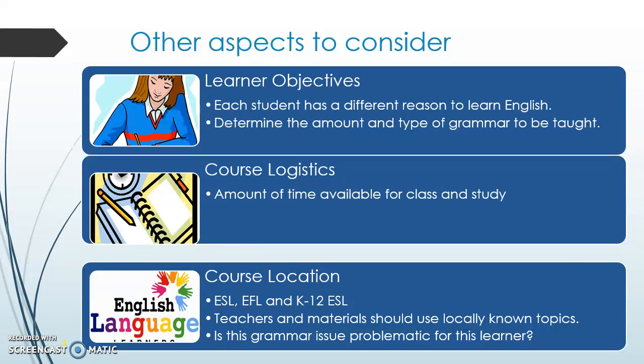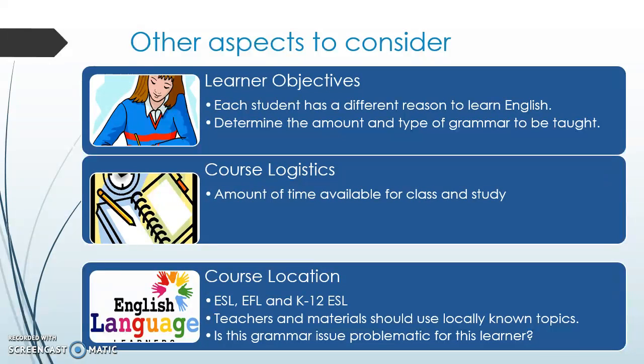Besides the approach used to teach grammar, we also have other aspects to consider. First of all, the learner objectives. Each student that comes into our classroom has a different reason to learn English. When you have little kids or teenagers in high school, sometimes that objective has been determined by their parents and not them. But still, we have to create in them some reason to learn English, probably to be able to connect to their favorite actor, their favorite actress, watch movies, listen to music.